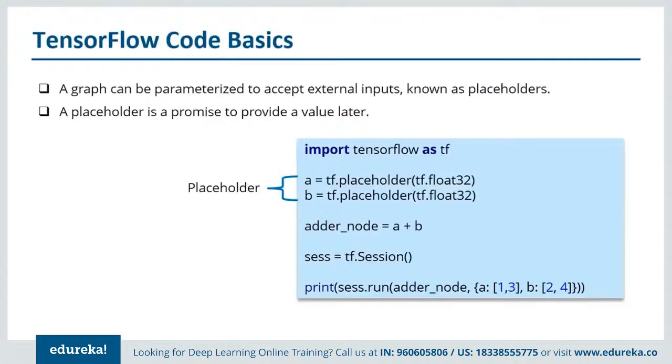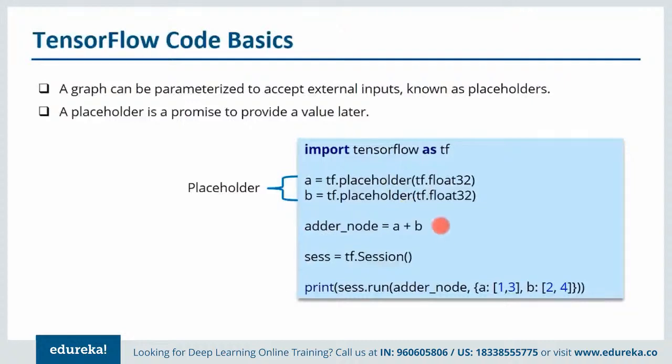So basically, a graph can be parameterized to accept external inputs as well. And what are these? These are nothing but your placeholders. And a placeholder is basically a promise to provide values later. There's an example in front of your screen. Over here, these 3 lines are a bit like a function or a lambda in which we define 2 input parameters A and B, and then an operation on them. So we are actually performing addition. We can evaluate this graph with multiple inputs by using the feed_dict parameter. As you can see, we are passing all these values to our placeholders here, and accordingly we'll get the output.